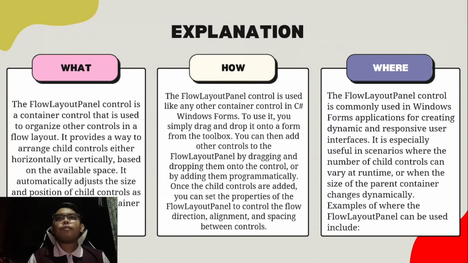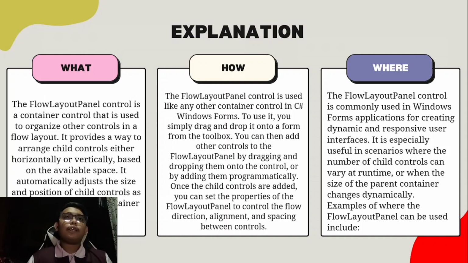To start off, we must first answer what the flow layout panel does, how it works, and where it is useful. So the flow layout panel control is a container control that is used to organize other controls in a flow layout. It provides a way to arrange child controls either horizontally or vertically, and based on available space, it automatically adjusts the position of child controls as the size of the parent container changes.